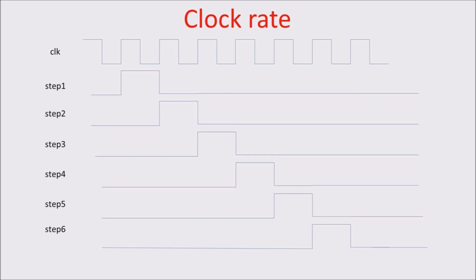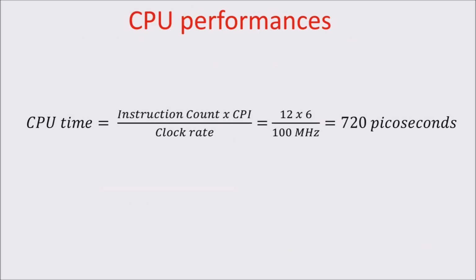The clock in Scott's CPU gives the time lapse of the step. It is the time in which we move data from and to the bus. We imagine, for example, to have a clock of 100 MHz, so a clock period of 10 picoseconds. So in our case, the CPU time is 720 picoseconds. This is the way in which we compare CPUs' performances.